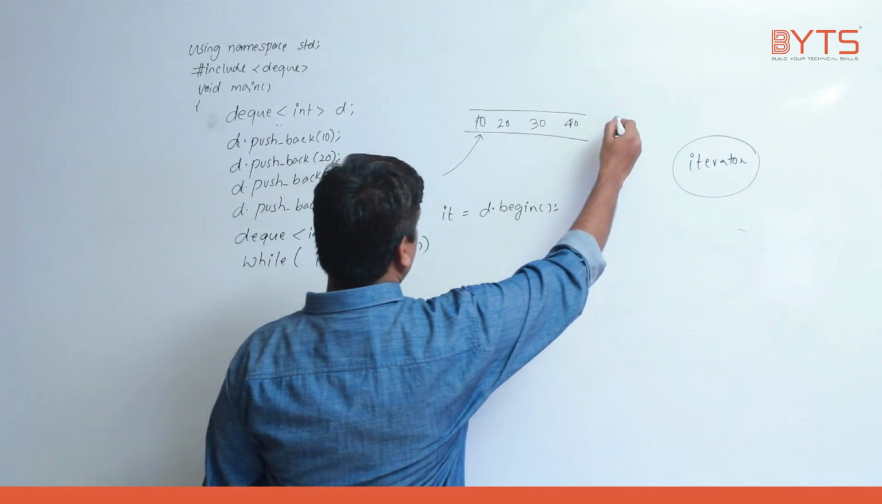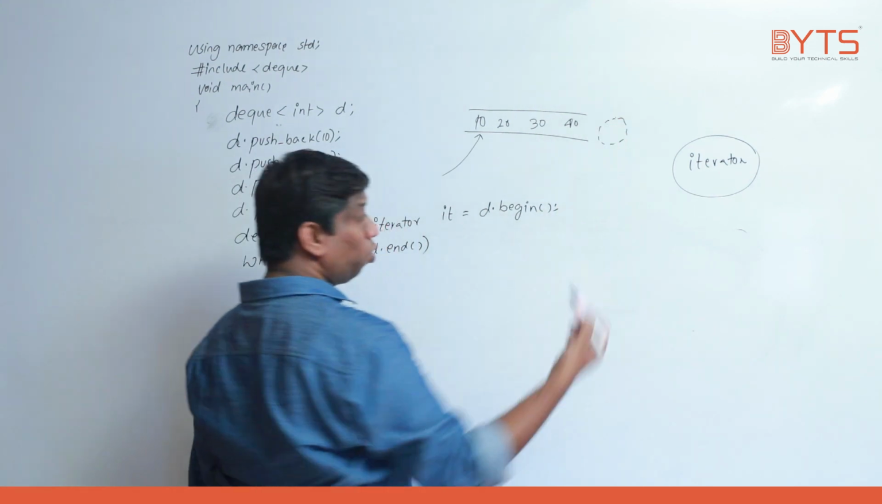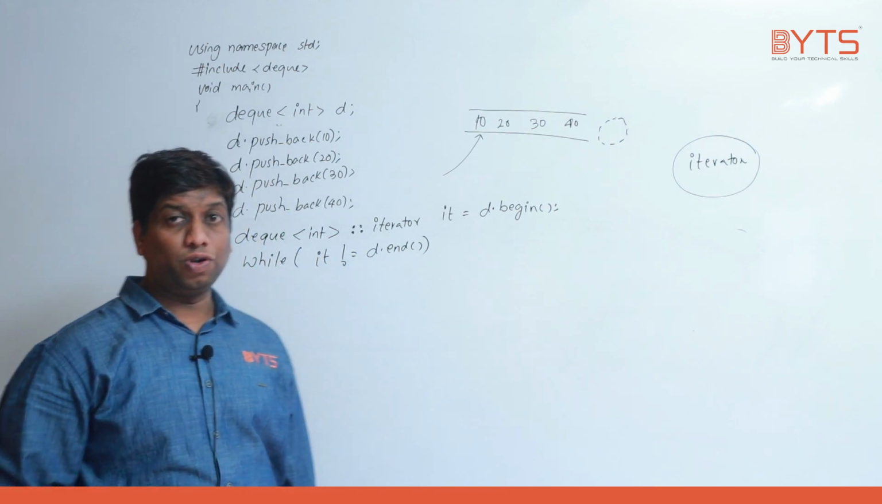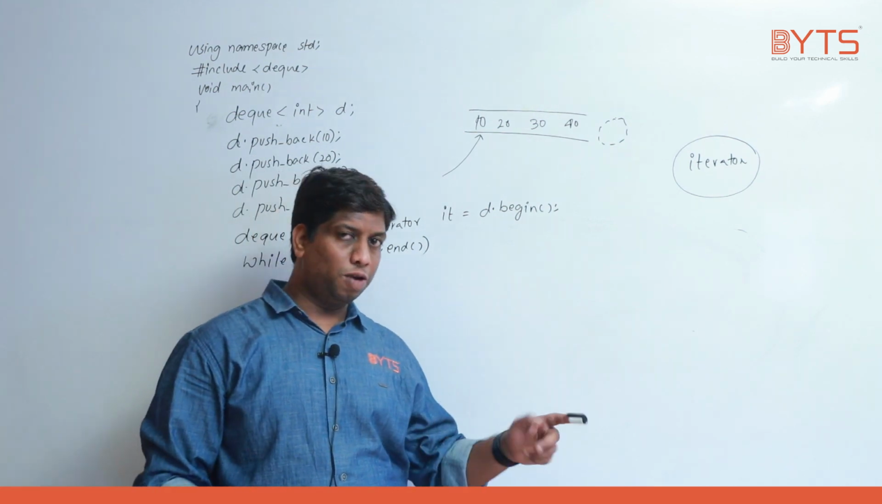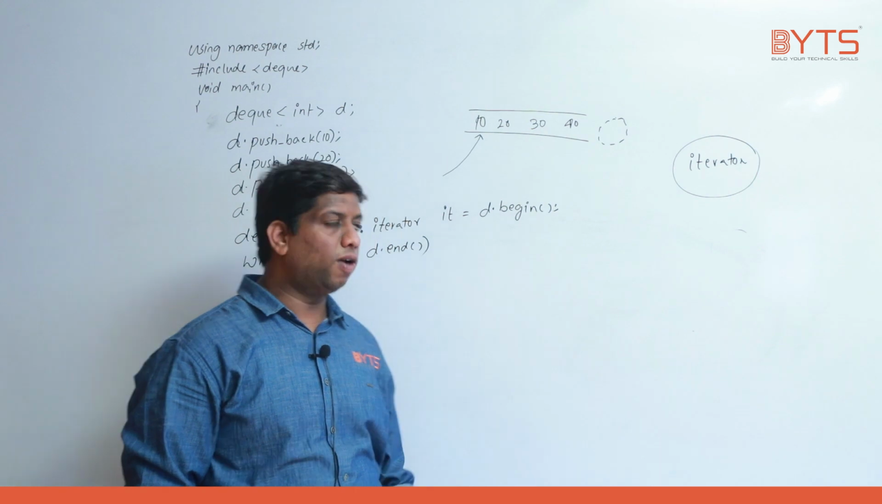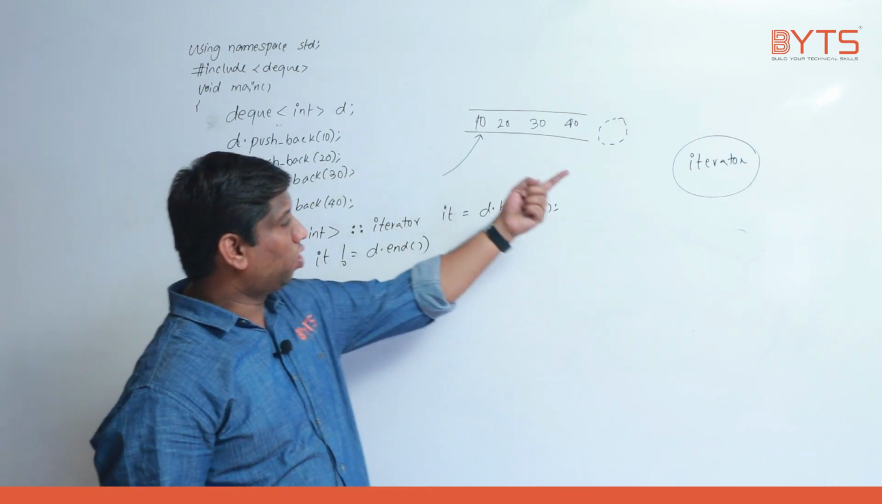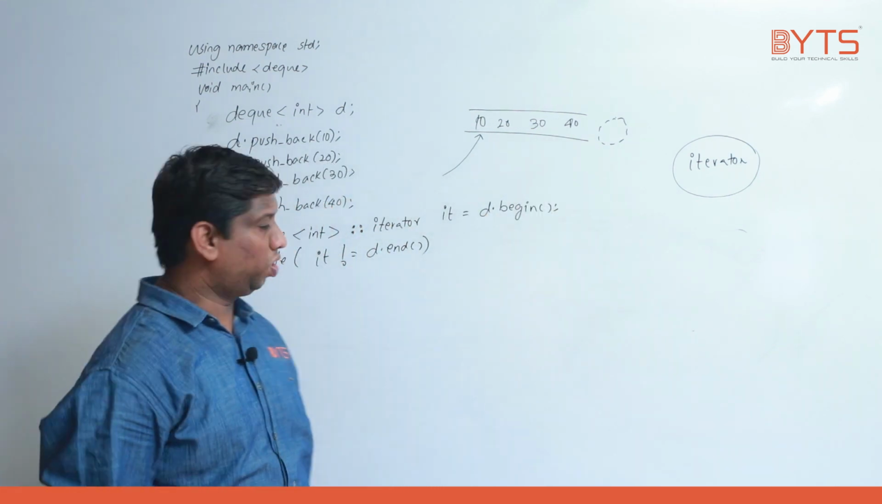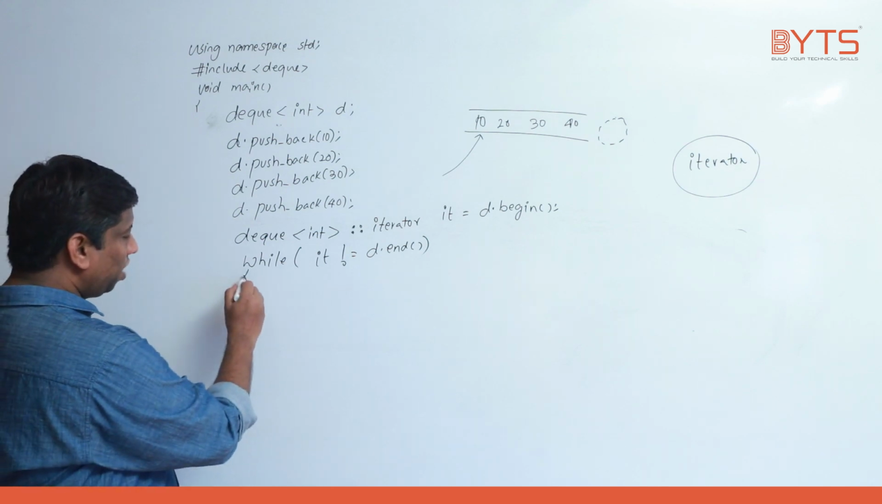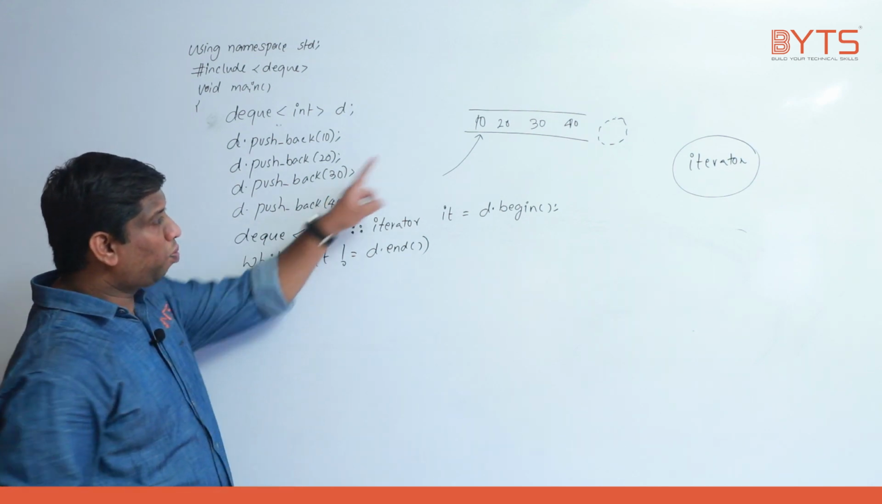D dot end means this location, right? Why? As I already told in the previous implementation, P is pointing to the element after the last element. So d dot end is also pointing to this location, right? Well, now we are using the iterator concept, so now it is pointing to this object.